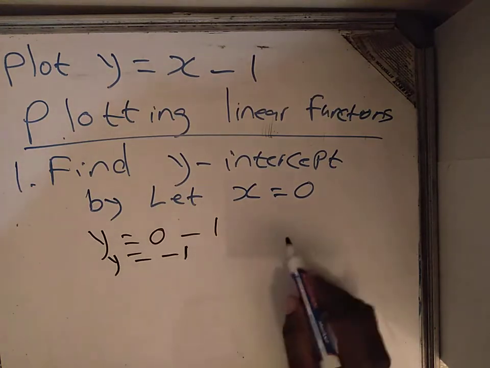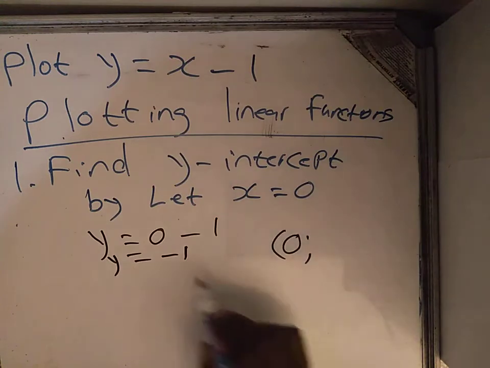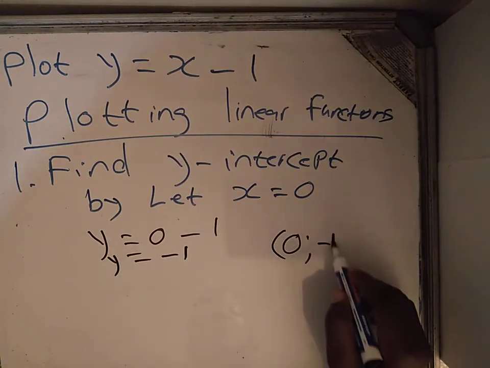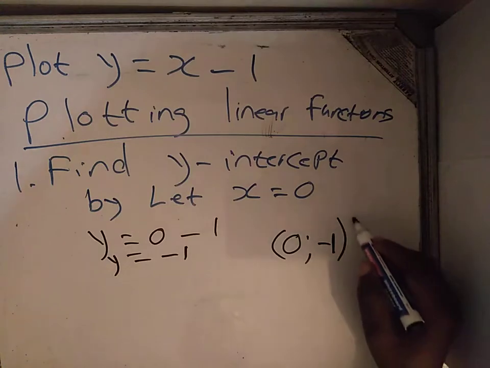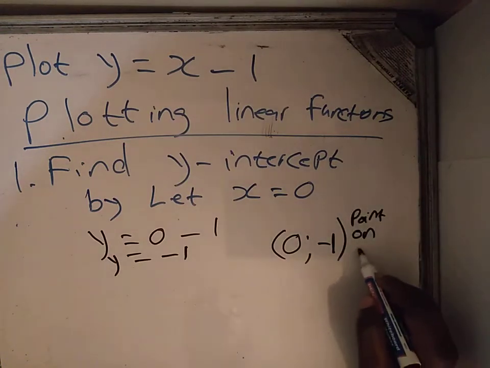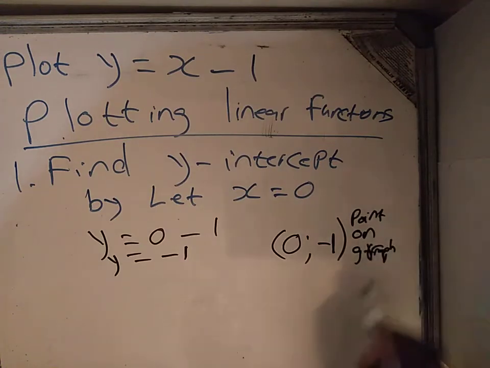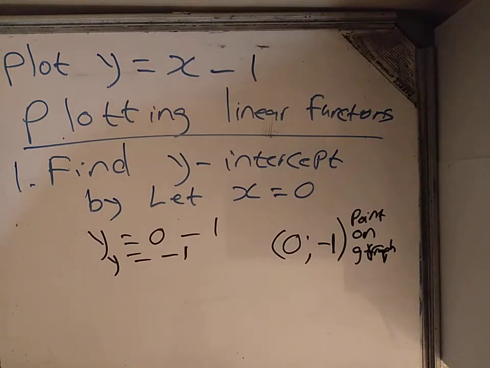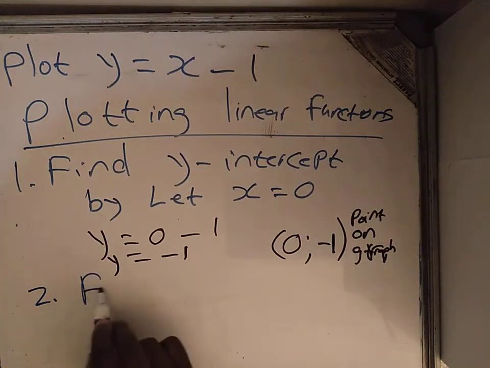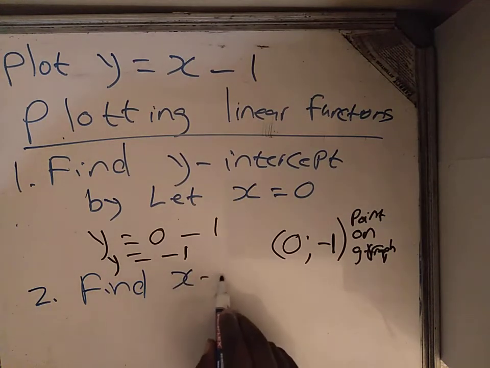All right, so now we end up with a point, and x is 0, and y is minus 1. Now this is a point on the graph. Okay, so what is the second step? Second step is you need to find the x-intercept.